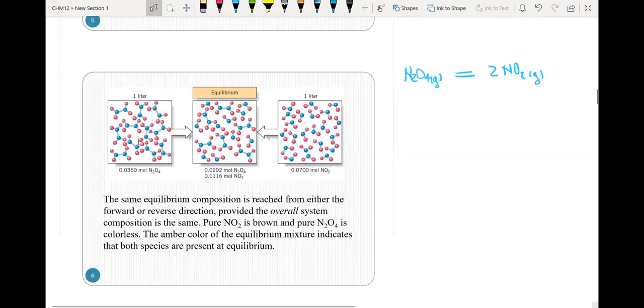Like in this case, in this representation here, you add initially, this is ICE, in a 1 liter container, 0.0350 moles of N2O4. And you say, go. What is the change going to be while this is working? Going forward, it's going to be minus X to form 2X.